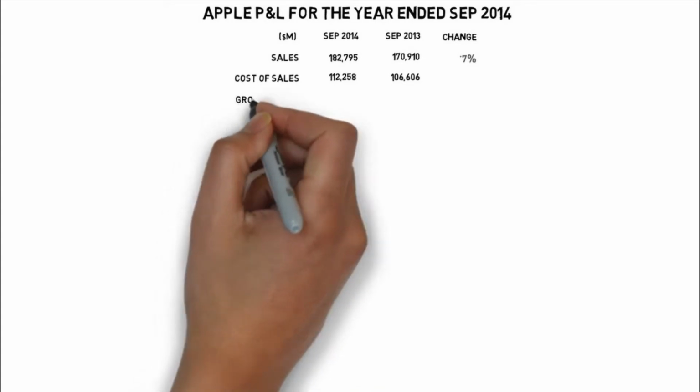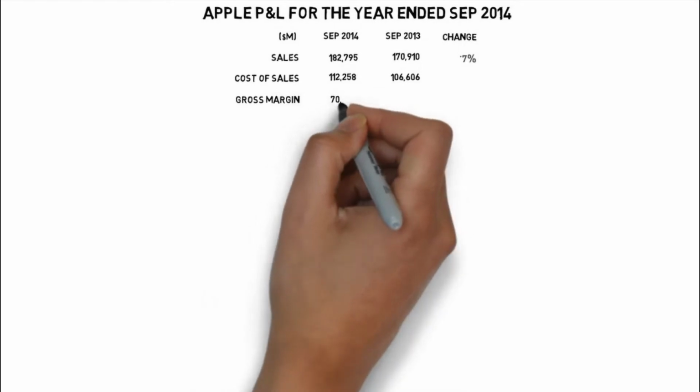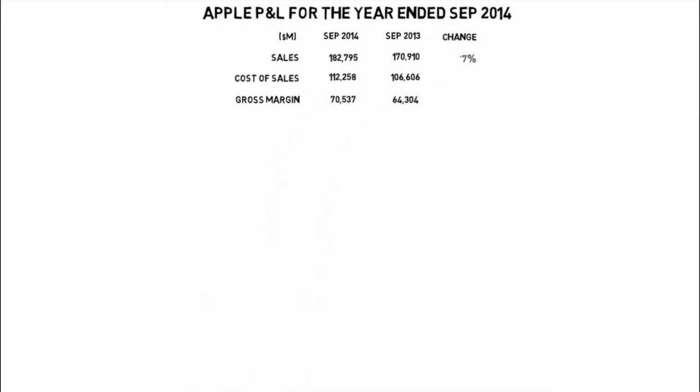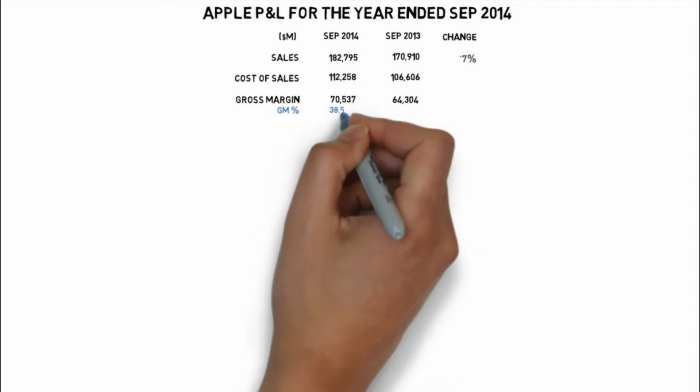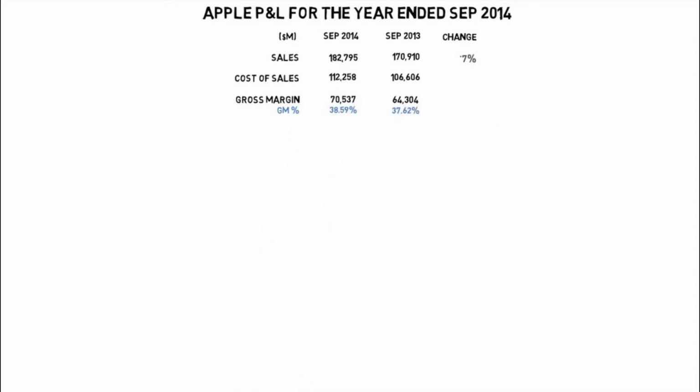By deducting cost of sales from net sales, we get to gross margin. Most analysts will look at gross margin as a percentage of sales rather than an absolute amount. So let's go ahead and divide gross margin by net sales to get the following figures. 38.59% for 2014 versus 37.62% for 2013. This represents the profit made from each unit before deducting indirect expenses. What we see from these figures is that Apple has been successful in expanding its gross margin.